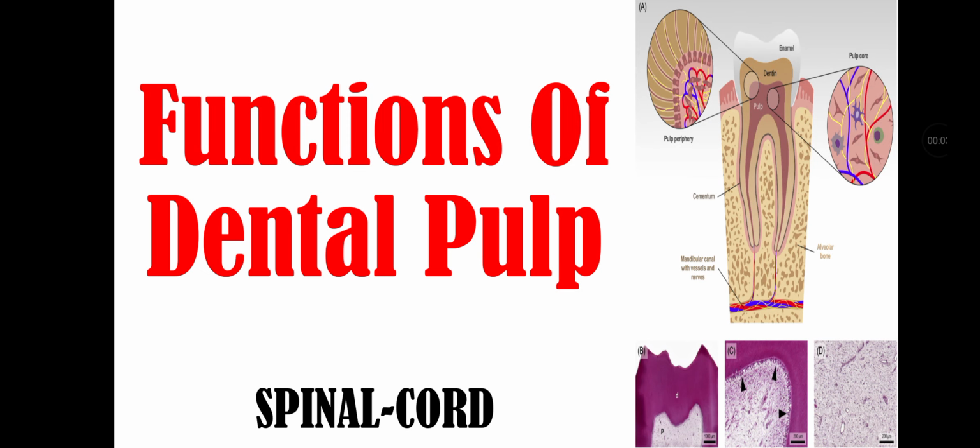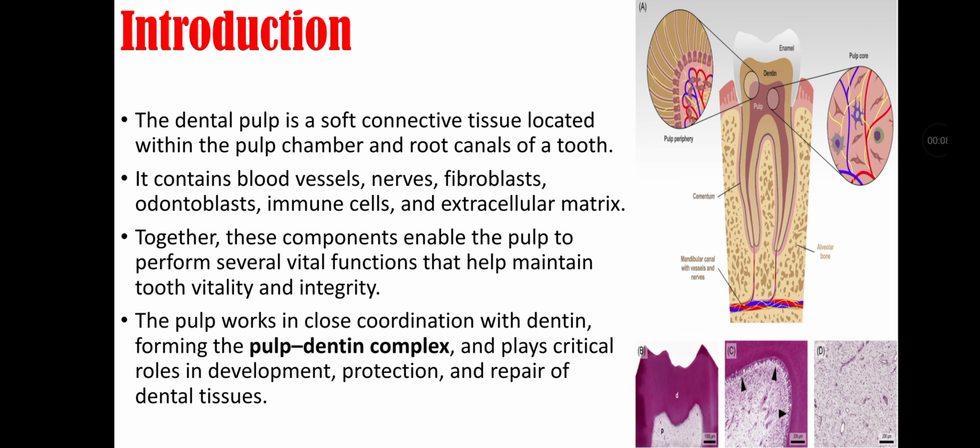Today we are going to talk about functions of dental pulp. So let's start our topic with introduction. Dental pulp is soft connective tissue located within the pulp chamber and root canals of tooth. It contains blood vessels, nerves, fibroblasts, odontoblasts, immune cells and extracellular matrix. Together these components enable the pulp to perform several vital functions that help maintain tooth vitality and integrity.